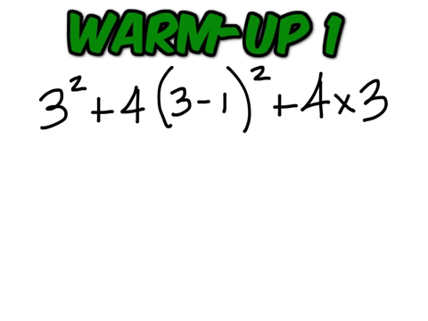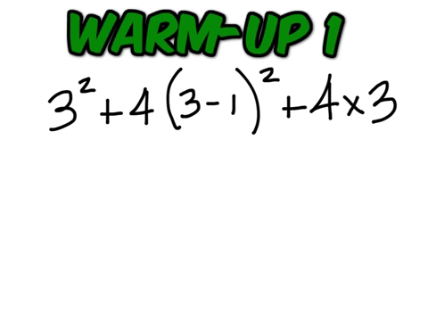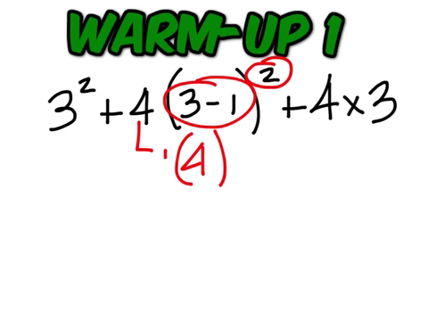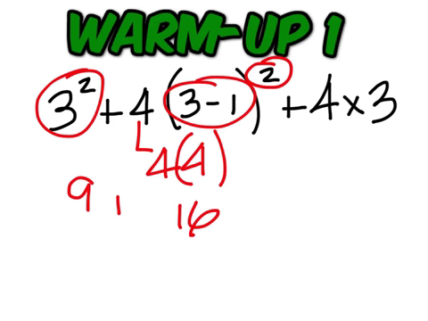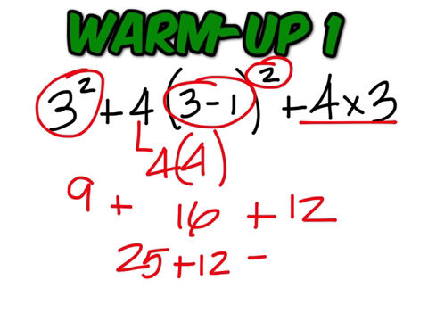You should have 3 minus 1 is 2. 2 squared is 4. Multiply it by this 4 to get 16. This is 9. 9 plus 16 plus 12. So you'll have 25 plus 12 to get 37.